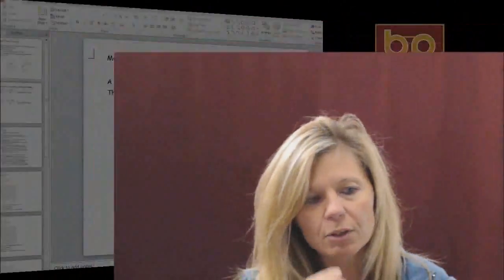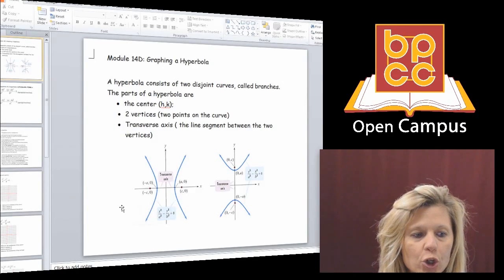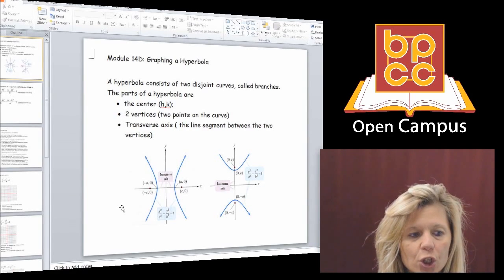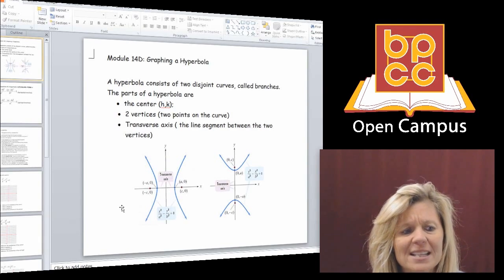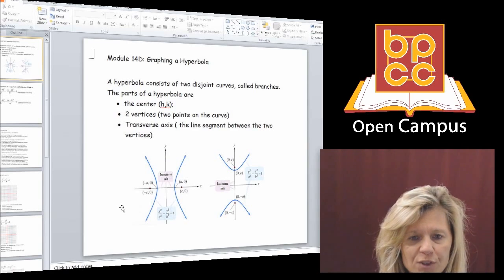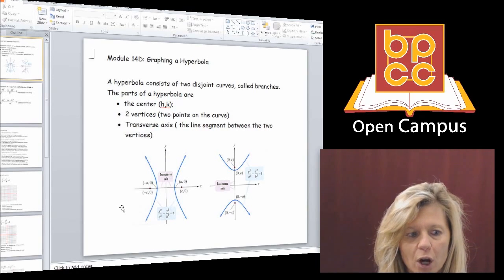If you look at your notes, ladies and gentlemen, there are two pictures of a hyperbola. What I want you to notice is a hyperbola, just like a circle, just like an ellipse, is two curves. But instead of the curves coming together, now they're going apart. They're facing opposite directions. They're repelling each other. So a hyperbola is a picture of two curves. You can't just draw one curve to make it a hyperbola. It's got to be two curves.